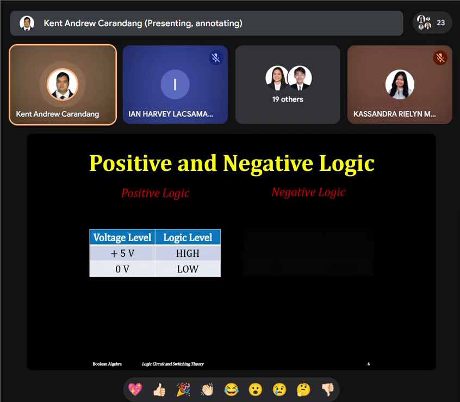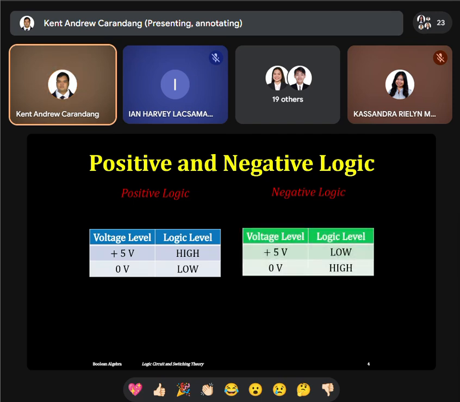For negative logic, we have just the opposite of what is in the positive logic. If there is a voltage value, take it as logic low. And if the voltage in the negative logic is 0, it is logic high. Okay.